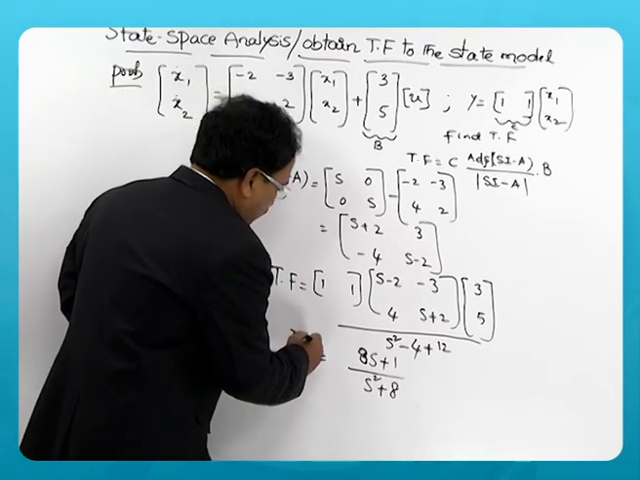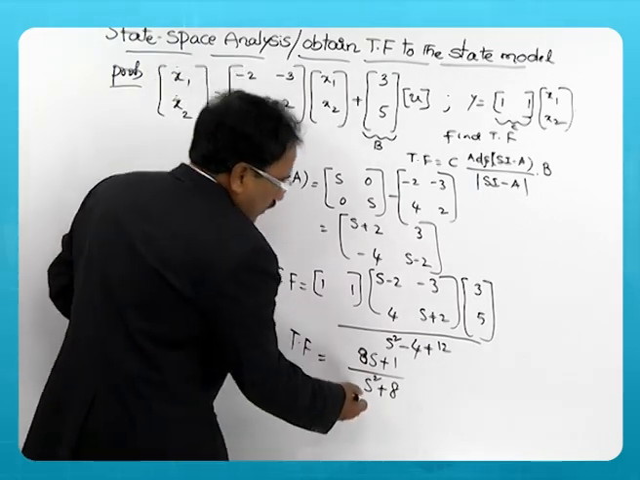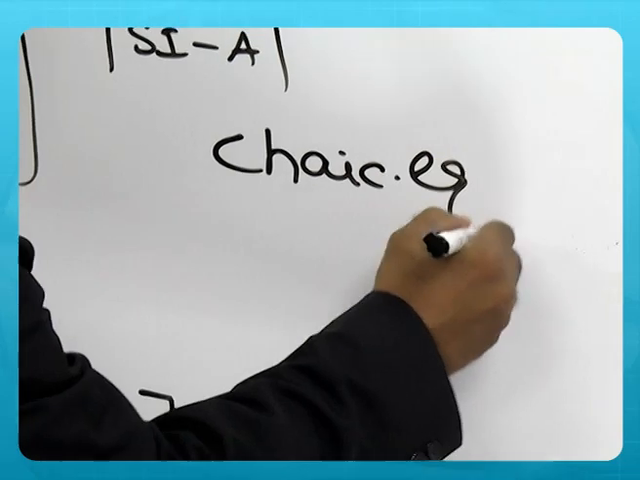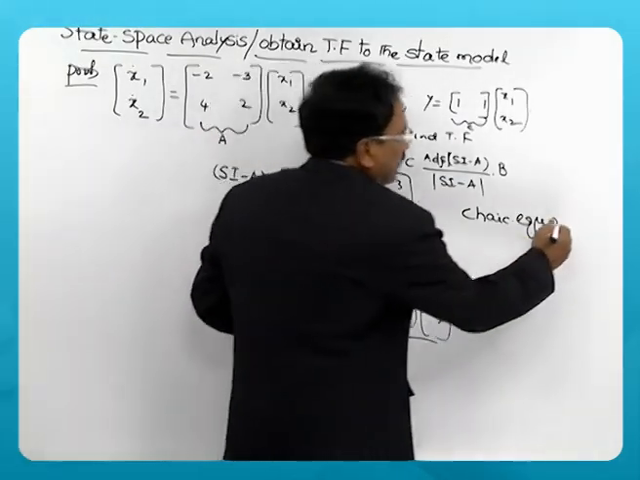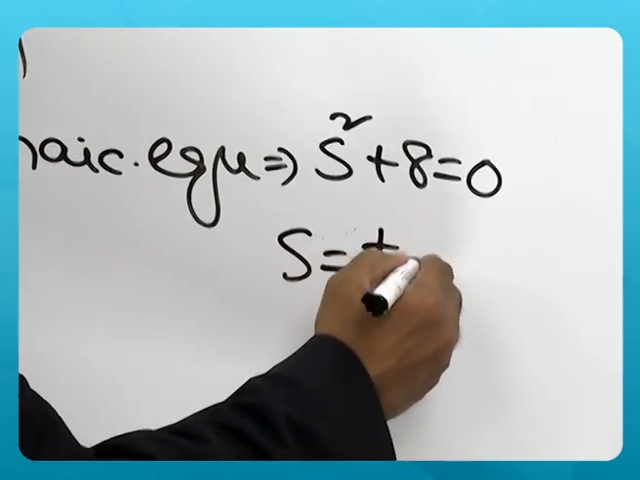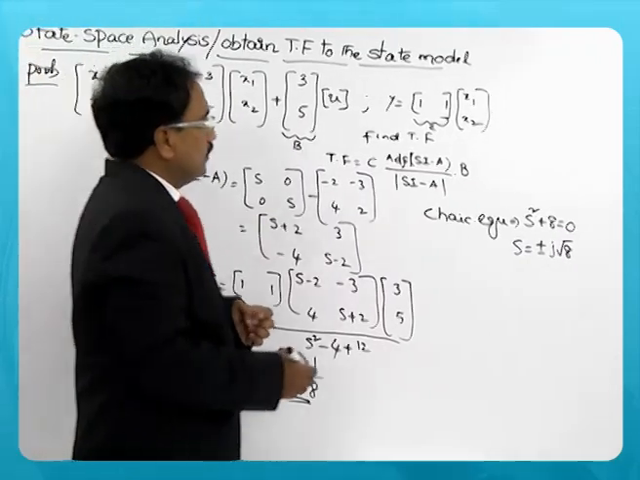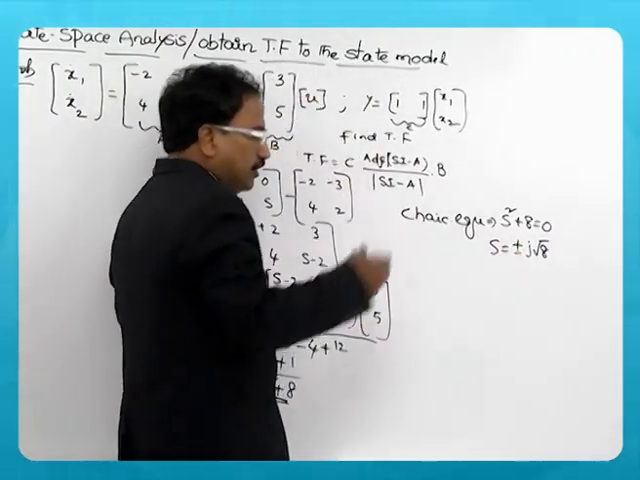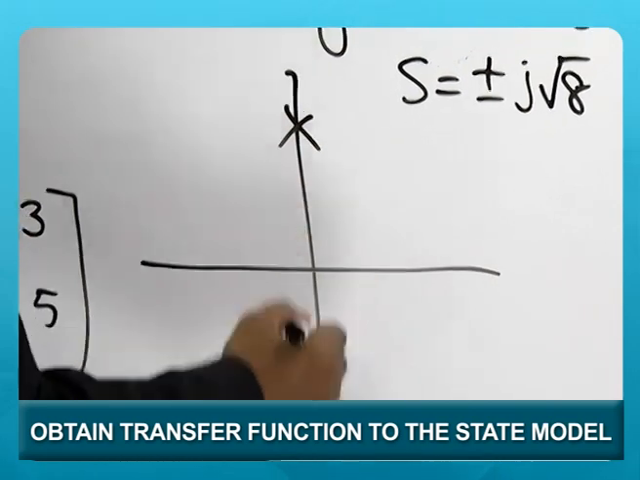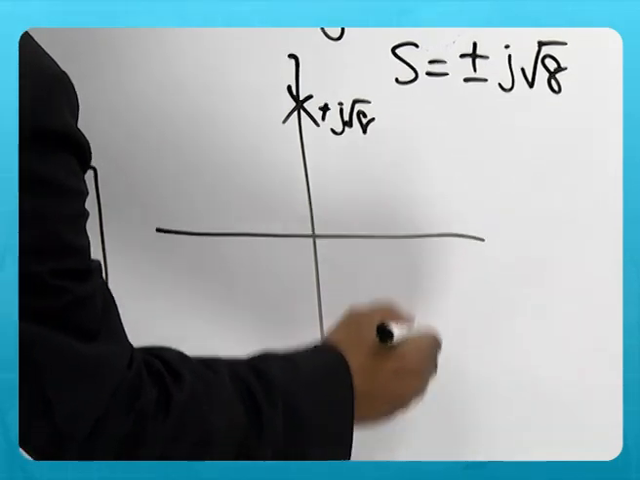Now you could get the transfer function which consists of zeros and poles. So where are the poles? The denominator part is actually known as the characteristic equation. It is s square plus 8 equal to 0. So s is equal to plus or minus j root 8. So there are two poles located on the j omega axis. That means in the s plane you can mark the two poles, one at plus j root 8 and the other at minus j root 8.